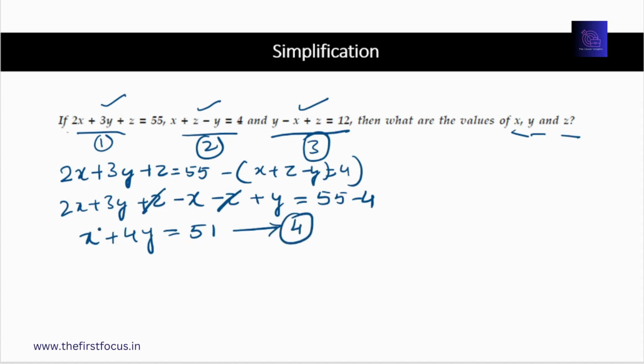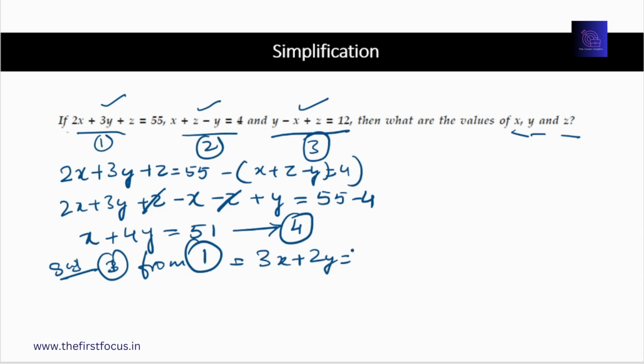Now the next step, I'm going to do the same thing, but this time with equation 1 and equation 3. So when I subtract equation 3 from 1, I will get 3x plus 2y is equal to 43. So this is my equation 5.